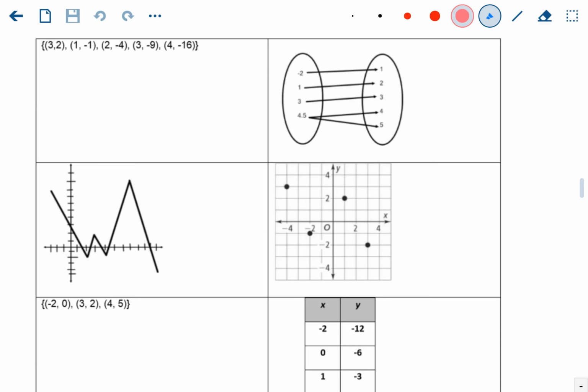This first one, ordered pairs. So if it's ordered pairs, we're looking at only the x values. Okay. So I got a 3, I got a 1, I got a 2, I got a 3. Right away, 3 just repeated, so I know this is not a function. Okay, because you got the repeat 3s. Okay. So this is not a function. Just put no.